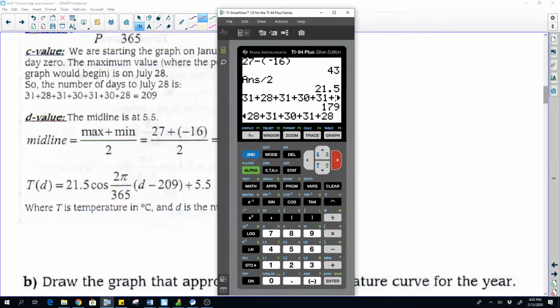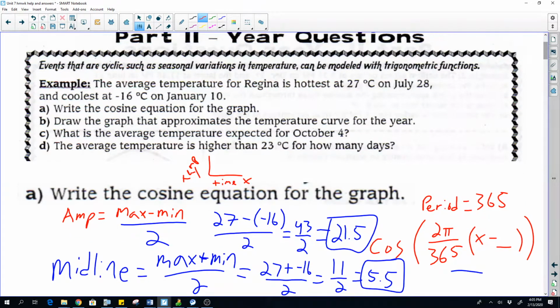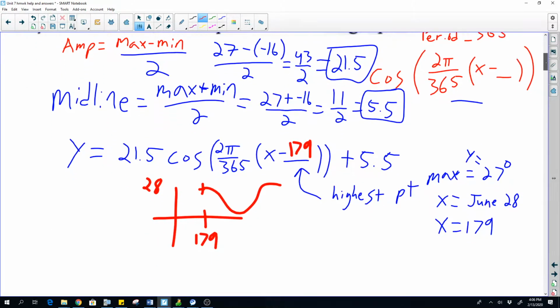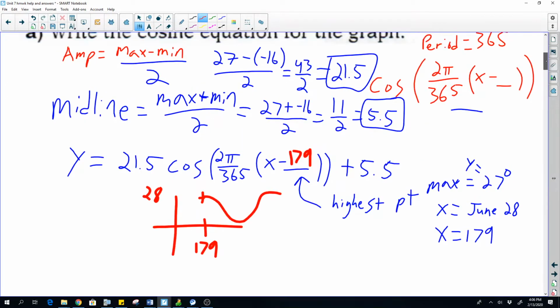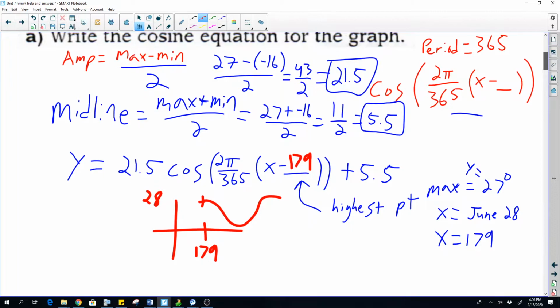Does it say July 28th? I thought it was June. Highest temperature. Oh, there's 27 degrees. And it was actually not June. No. So it was July. Sorry about that. So we got to add another amount of days to it. Let me undo that. So it's not going to be 179 at all. It's actually July 28th. It's okay to make mistakes because now we're learning.